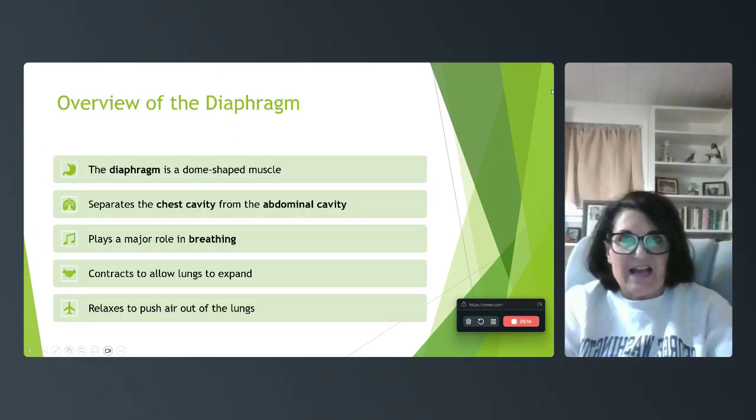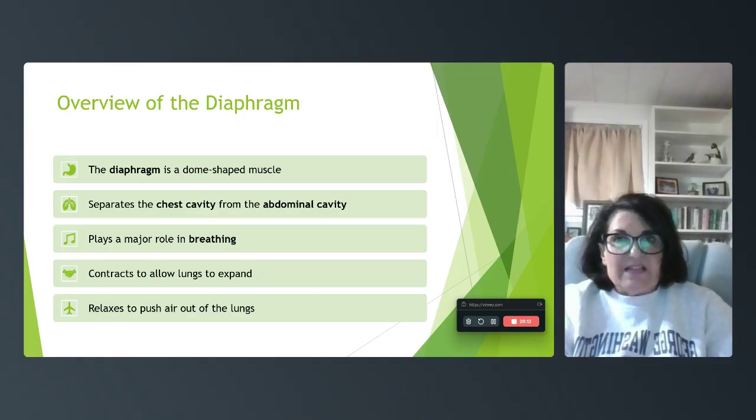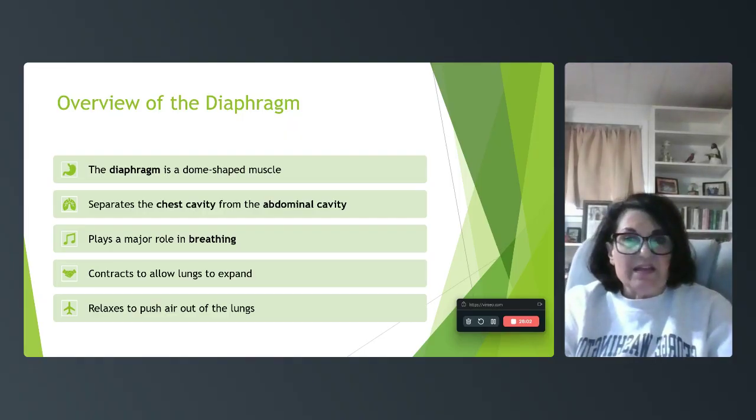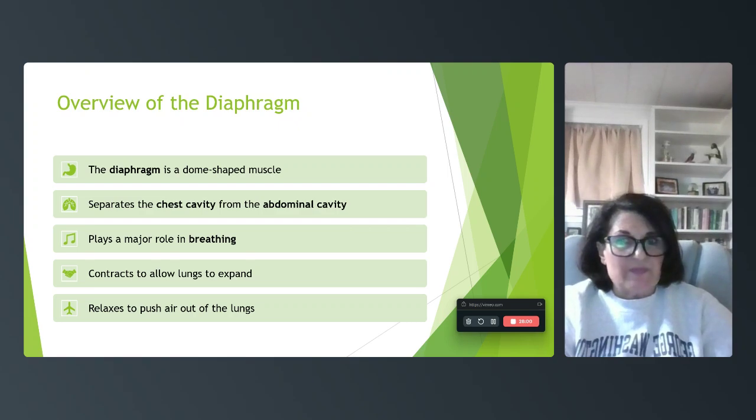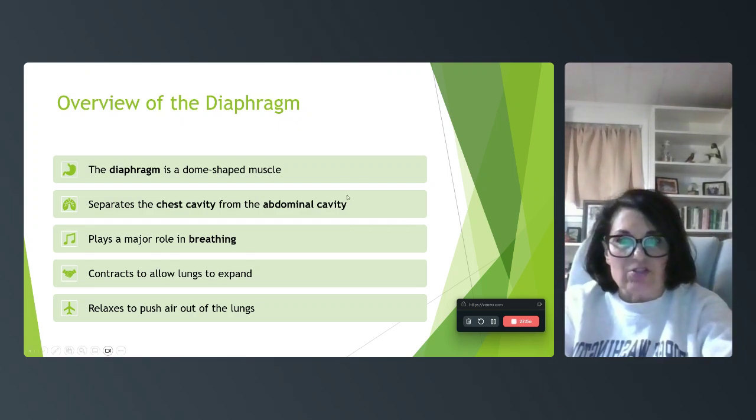We also have the diaphragm that's typically included with the mediastinum. The diaphragm is a dome-shaped muscle and it separates the chest cavity from the abdominal cavity. It plays a major role in breathing, and it contracts to allow lungs to expand and relaxes to push air out of lungs. So contracts, the air goes in the lungs, relax, it goes out.